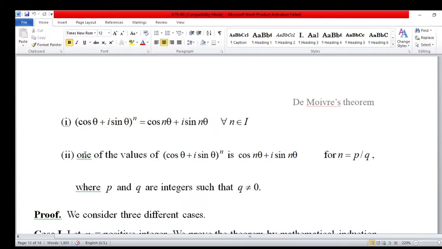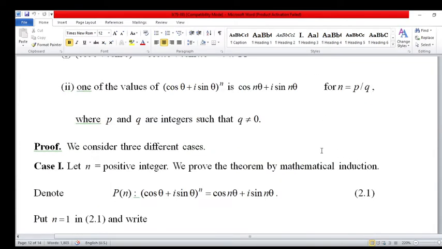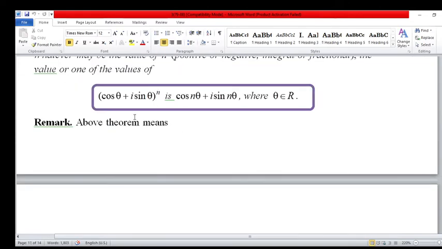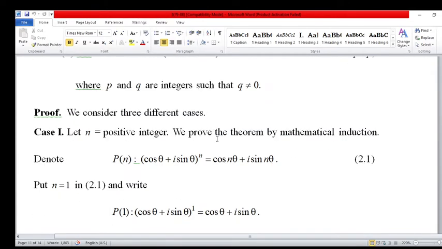Second meaning of the above statement: one of the values of (cos theta plus i sin theta) raised to the power n is cos n theta plus i sin n theta, where n is equal to p upon q, a rational number, q not equal to 0. Now, the proof of this statement.